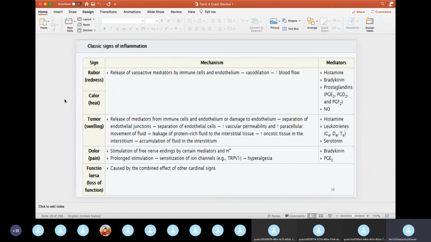Important mediators, leukotrienes, C4, D4, E4, histamine, and serotonin. How about pain? Pain, why? Sensitization of sensory nerve endings. Important mediators, bradykinin, PGE2 for pain and fever, PGE2, and histamine. Lastly, loss of function, you have everything caused by the combined effect of all the other cardinal signs.